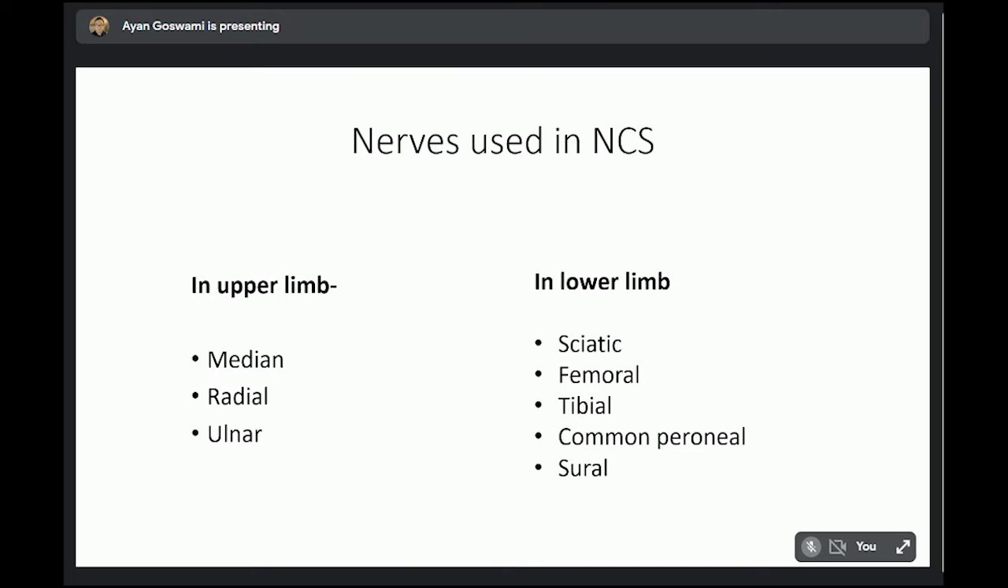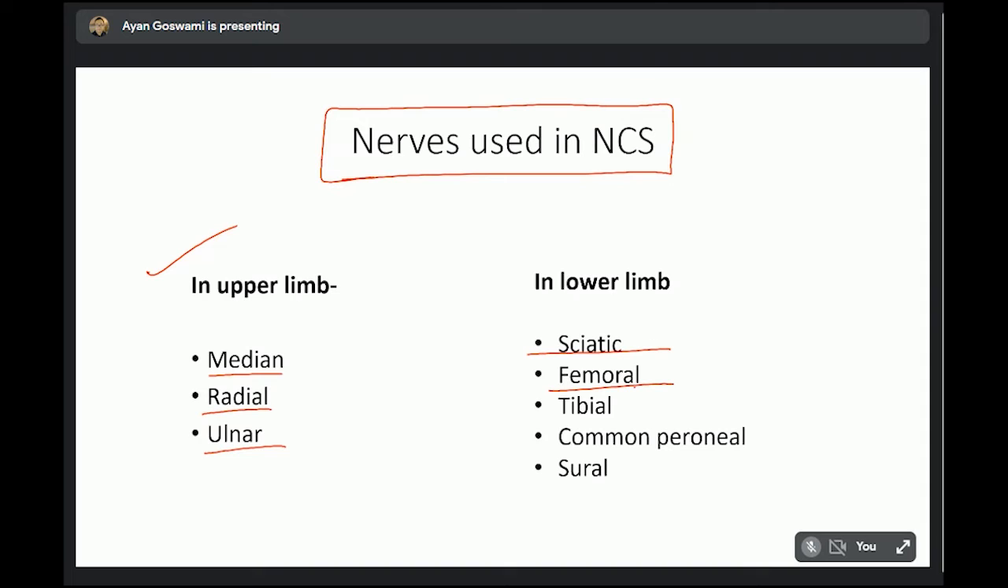This one I have already told. What are the nerves that we use in nerve conduction study? In the upper limb, your median nerve, radial nerve, ulnar nerve. In the lower limb, sciatic nerve, femoral nerve, tibial nerve, common peroneal nerve, sural nerve, right? And sometimes doctors also advise specific studies. If someone is having any tingling sensation or numbness or electric, shooting pain sensation in the upper limb, the doctor might prescribe specific nerve conduction studies.